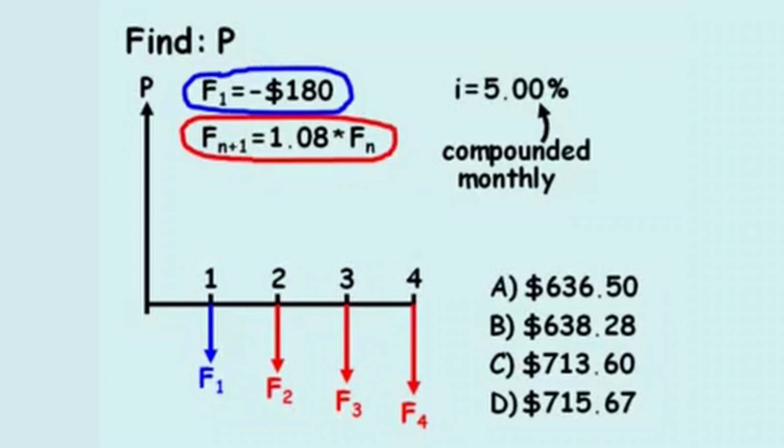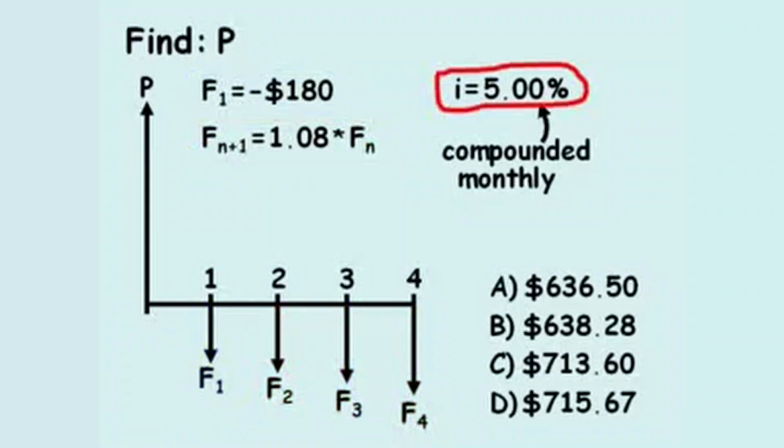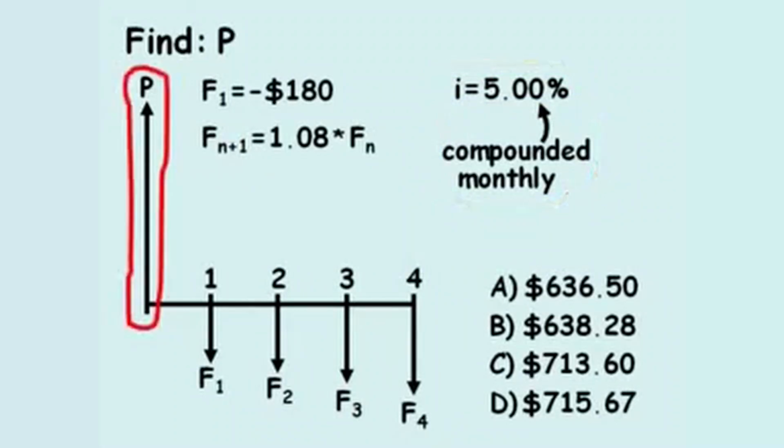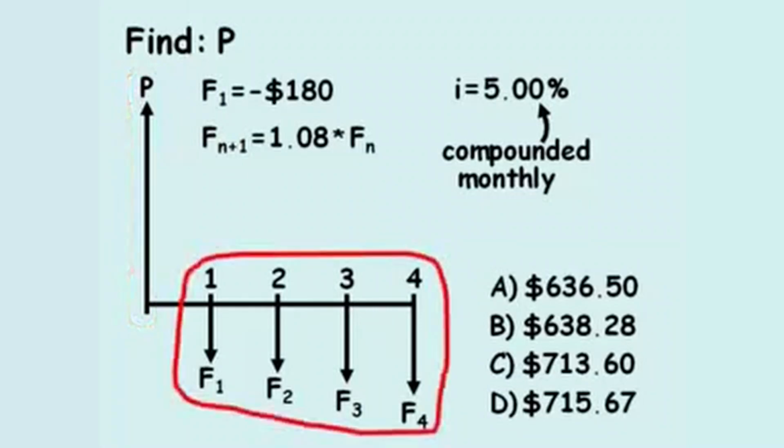The nominal interest rate, I, equals 5%, which is compounded every month. In this problem, we want to calculate how much we should be investing at the beginning of the first year to cover the expenses at the end of the first 4 years.